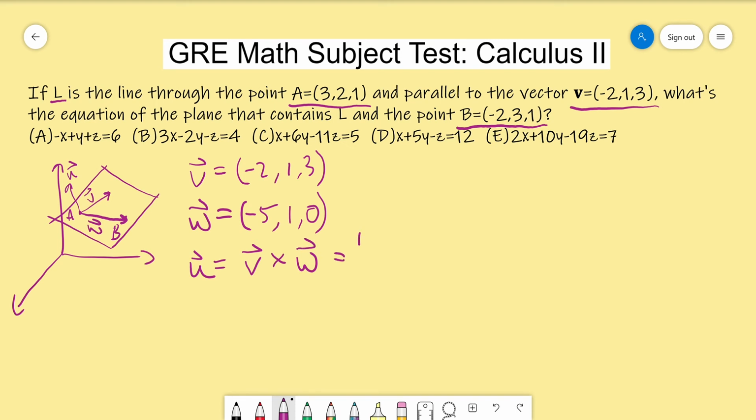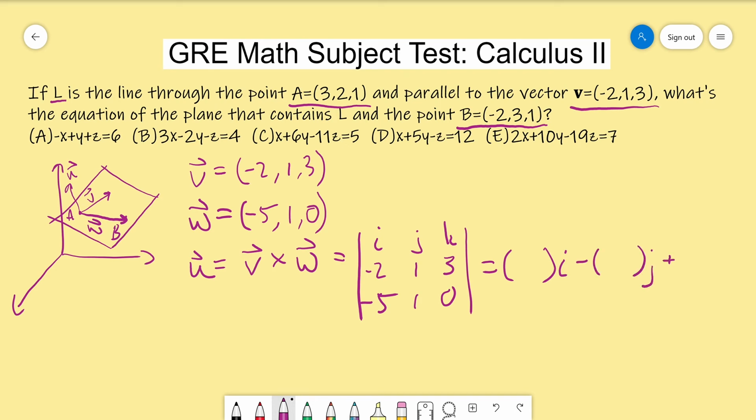And remember how to find a cross product. You set up a determinant with I, J, and K. And V is going to be here in the second line, -2, 1, 3, and W is going to be here, -5, 1, 0. So we're going to get some number times I minus some other number times J plus some third number times K.